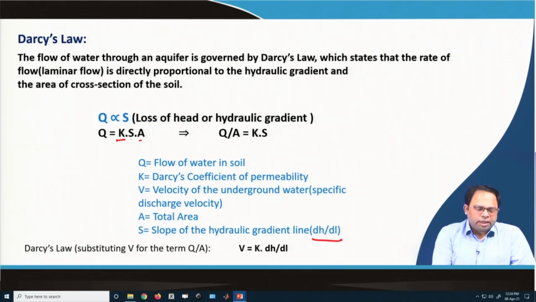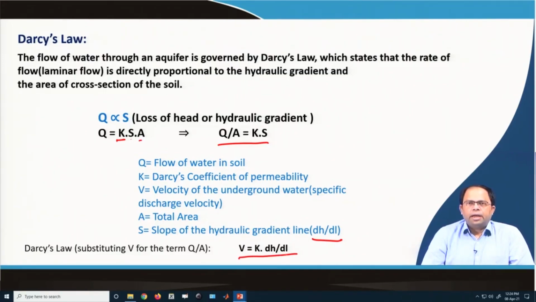So, in Darcy's law, if I substitute Q by A, which is the total flow of water divided by area, that gives us velocity, and then we get V is equal to K into S, or V is equal to K into dH by dL. So, this is another relationship that we can look into. Velocity is also dependent on the hydraulic gradient. The greater the hydraulic gradient, the greater the velocity of flow or the discharge velocity from that particular soil.